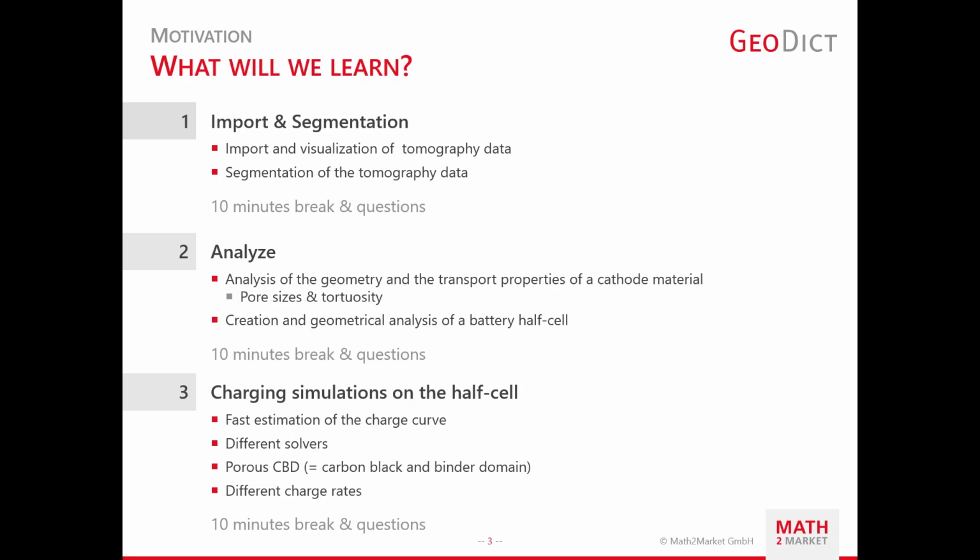In the first part, we will start with importing a 3D scan. In our case, this is a micro CT scan, but it can actually be any tomography scan, 3D scan that you have available. It works the same, so it can also be a FIB-SEM scan. In the end, you will usually end up with a 3D image stack consisting of 2D images, and these are always importable into GeoDict.